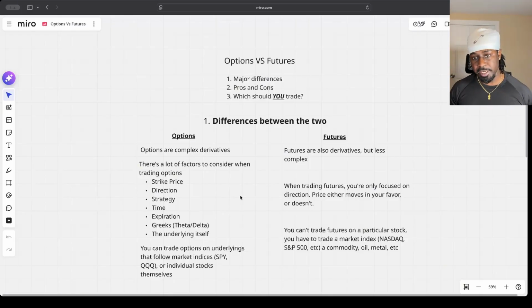You have to think about strategy. Are you just going to buy a call or a put? Are you going to sell a call or a put? Because you can buy to open in options and you can sell to open as well. Are you going to do a spread? Are you going to do a covered call? There's so many different strategies to choose from.